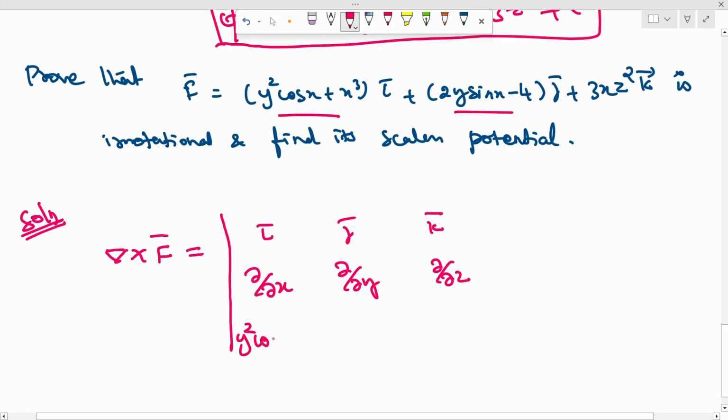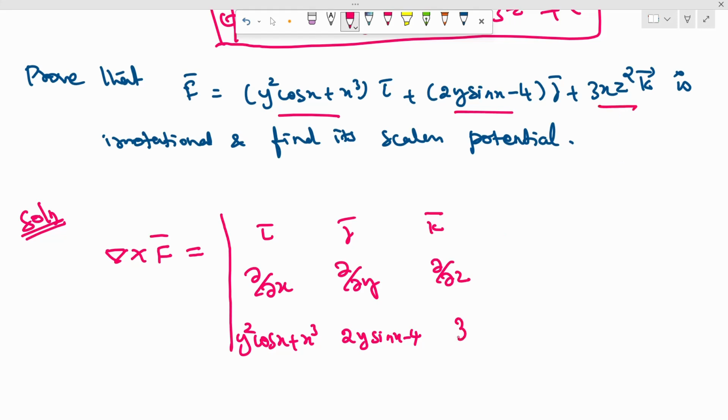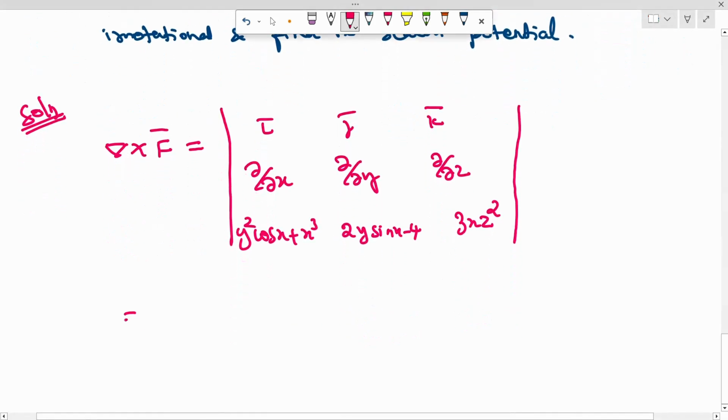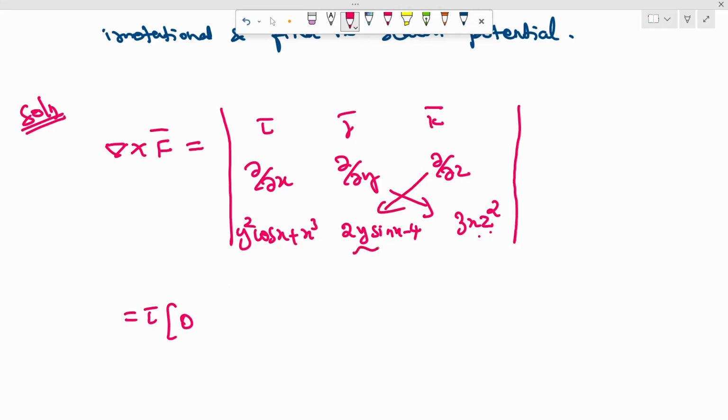Write one by one these three terms: y square cos x plus z cube, 2y sin x minus 4, and the third term will be 3x z square. Now we are going to expand this determinant. I vector into dou by dou y of 3x z square, which means partially differentiate with respect to y. There is no y here, which is 0. Minus dou by dou z of this one, there is no z here, second term also 0.